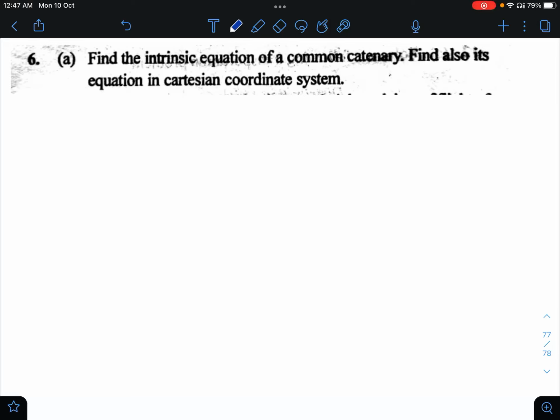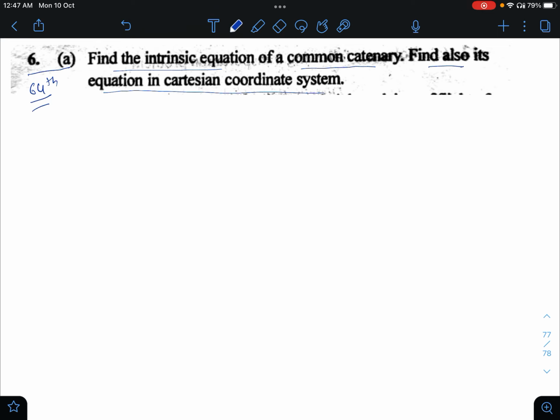Hello guys, this is Nihal and let us solve 6th A question of 64th Bihar PCS examination mathematics optional paper. It says: find the intrinsic equation of the common catenary, and find also its equation in Cartesian coordinate system. So let us solve this.